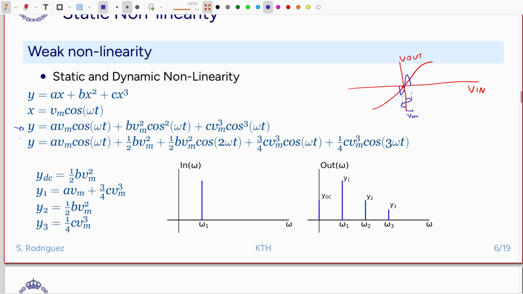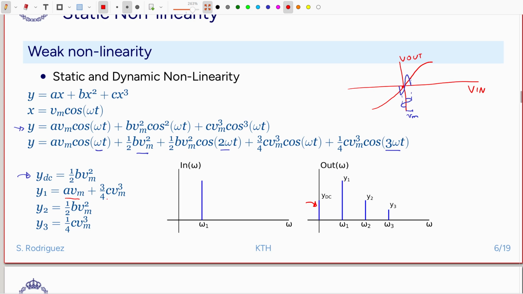When we expand the square and third order components, we will have a larger equation that, as we see, has components at the fundamental frequency, at DC, second order, and third order. And we just group them. First, the component at DC will appear here. Okay, so this is the first component, DC. We have one of the fundamental, and very interesting.